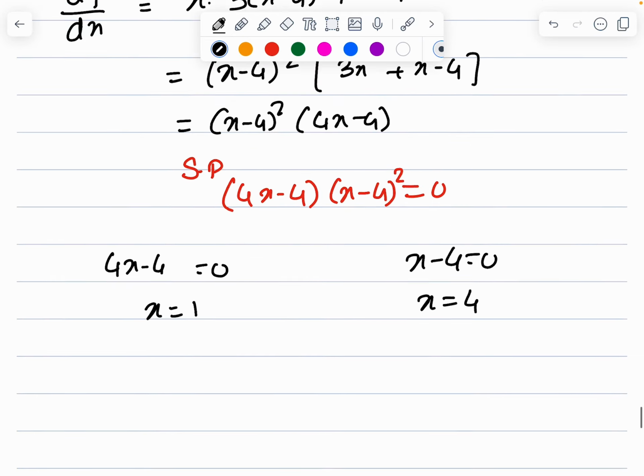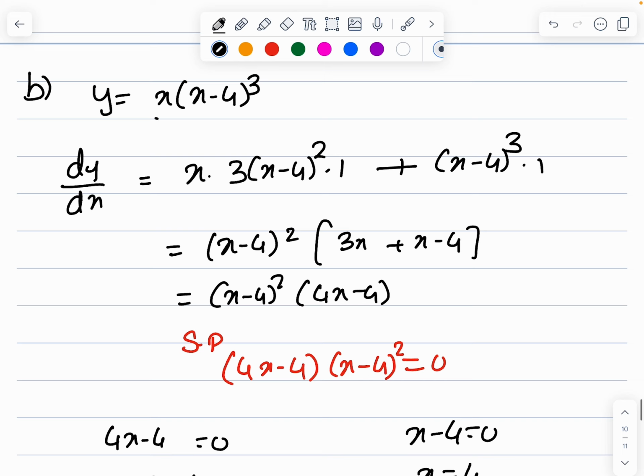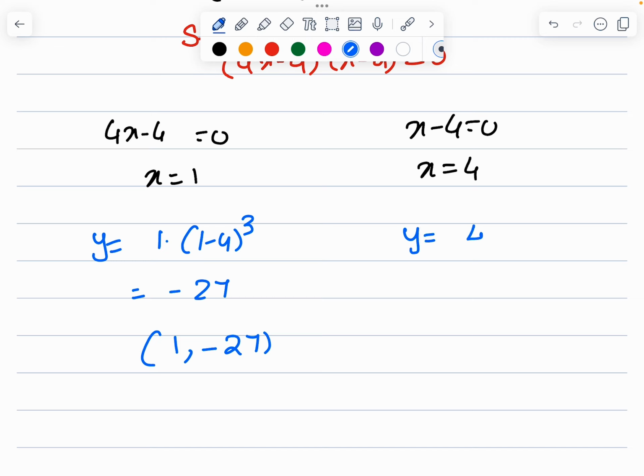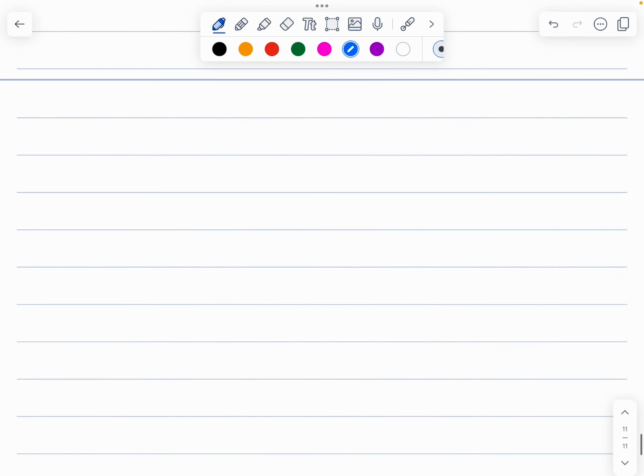Plug in x equals 1 in the equation. What was the equation? x times (x minus 4) whole cube. So y equals 1 times (1 minus 4) whole cube, which gives you negative 27. So the answer is 1 comma negative 27. For x equals 4, y equals 4 times (4 minus 4) whole cube, which is 0. So another point is 4 comma 0. So these are the stationary points.